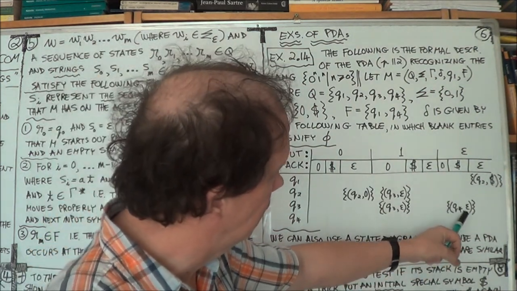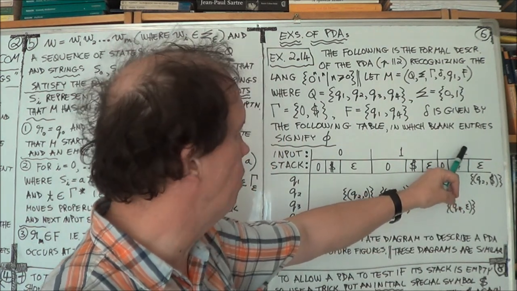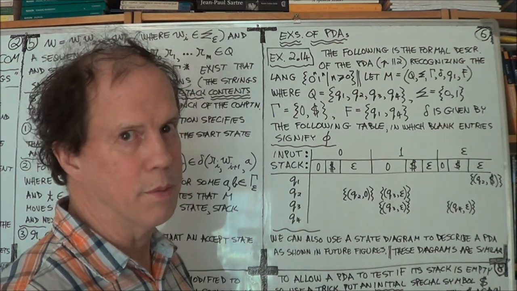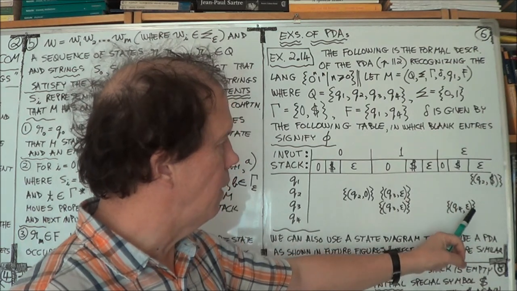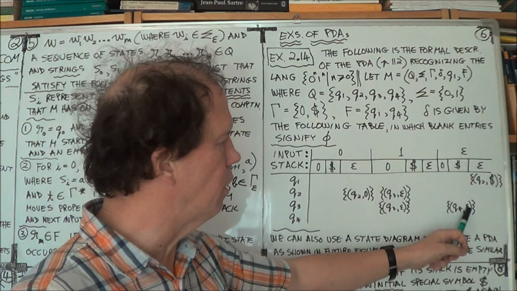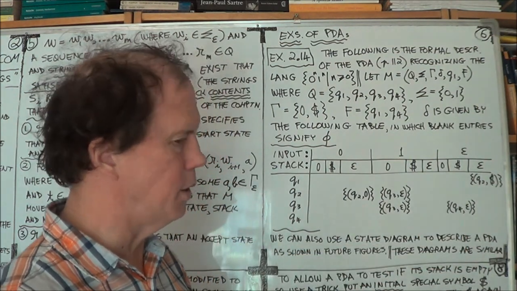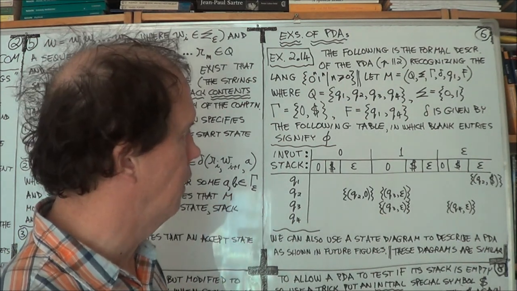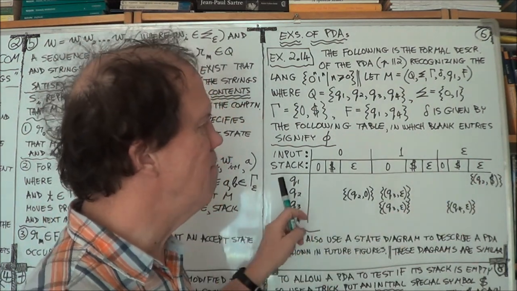And so the input is epsilon. So I guess that means we've finished reading our input string. Okay, and the next state, we will overwrite whatever's on the top of the stack by the empty string. So we'll just clear the top of the stack, effectively. Right? Now, what does this mean?